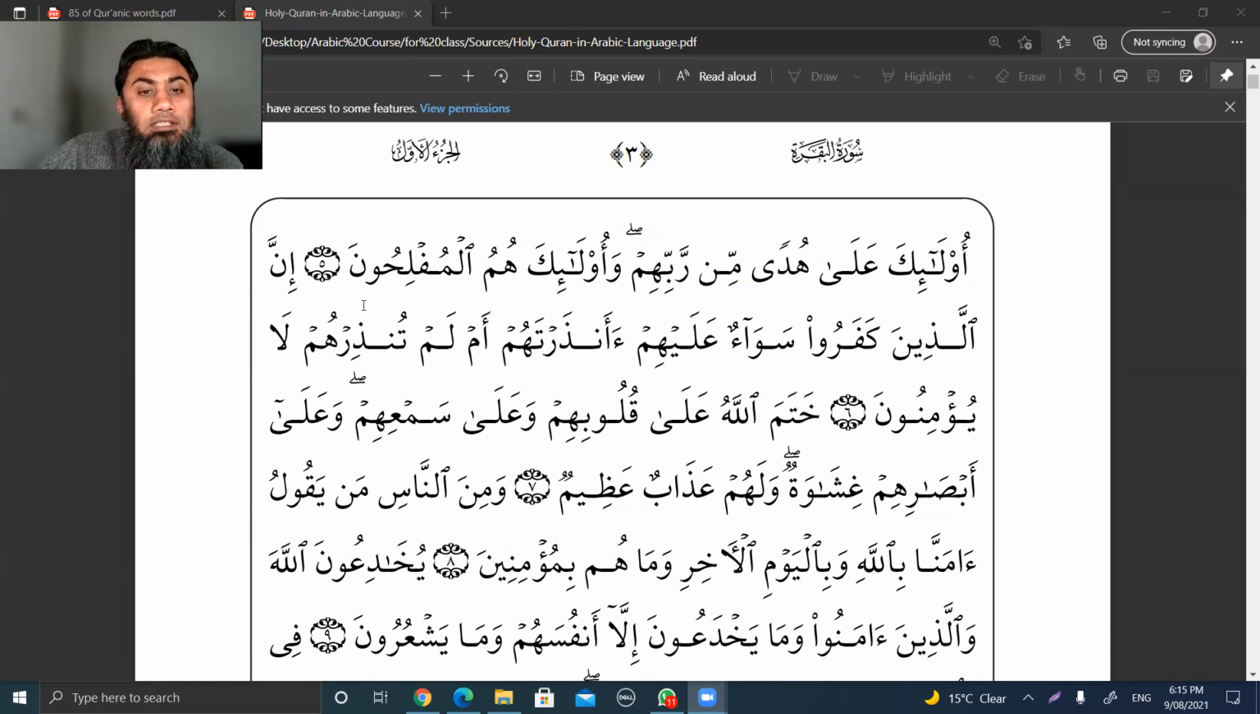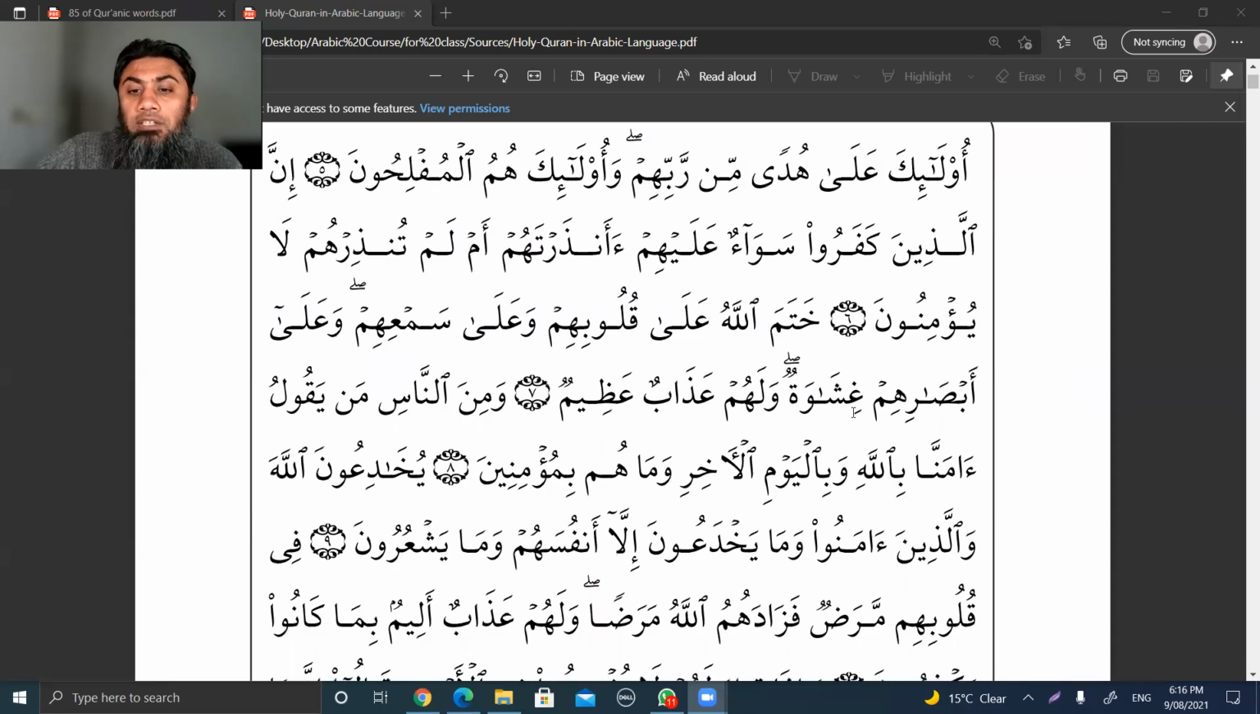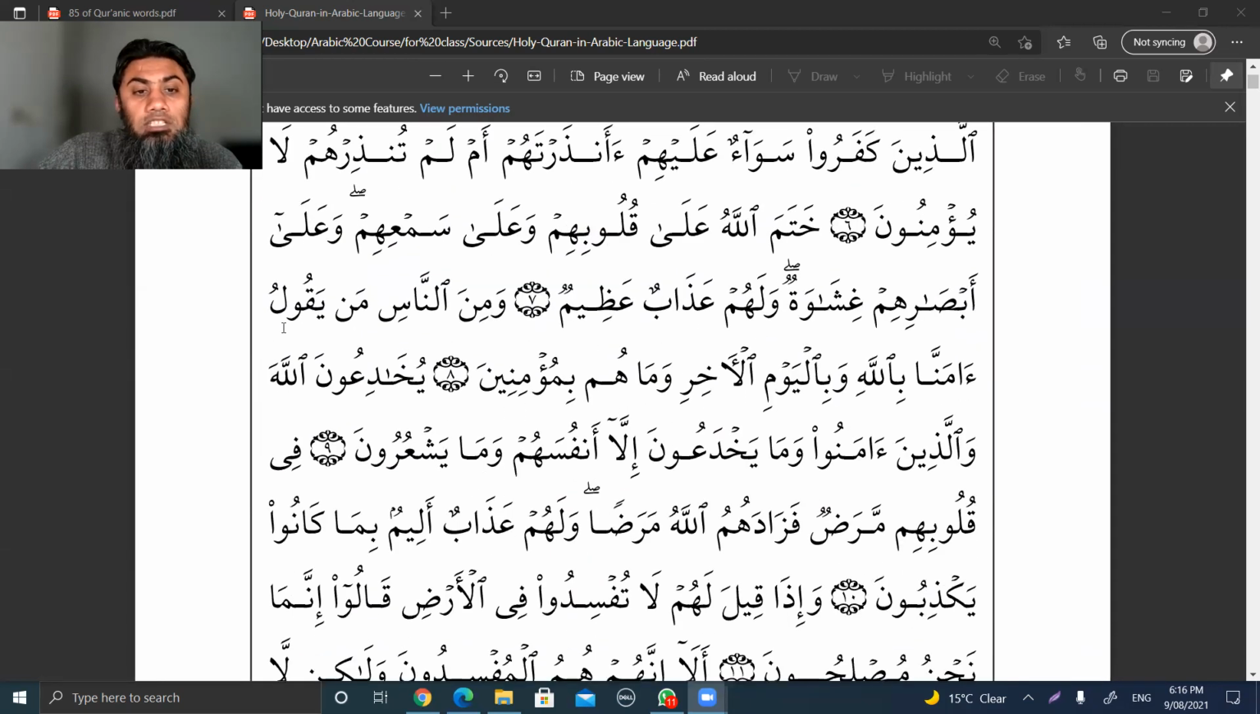In the next page, like we said before, this lam tunzir is fail mudare majzoom. And because lam means did not, when lam comes, then you translate mudare with the past tense: you did not warn them. Okay. Yu'minuna is mudare as well. And then if you keep moving, this yakulu is mudare, number 1 in the chart.